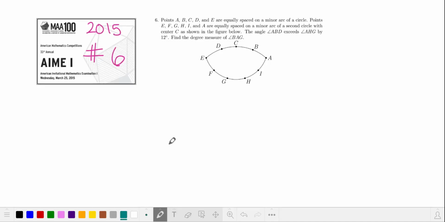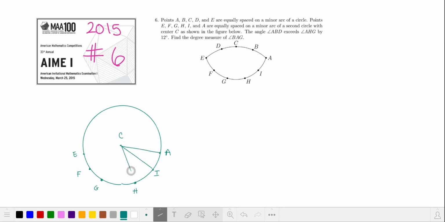points are on the arcs of intersecting circles. Let's look at the circle with center C. These 6 points are equally spaced on the arc of circle with center C. So when I draw these radii, these angles are going to be congruent. Let's call these angles alpha.